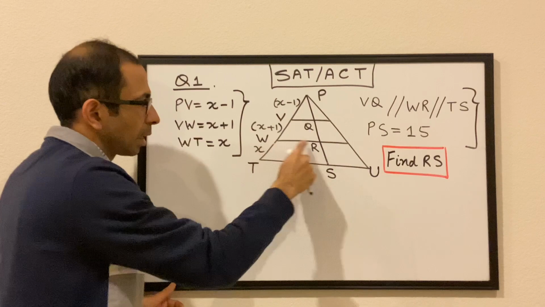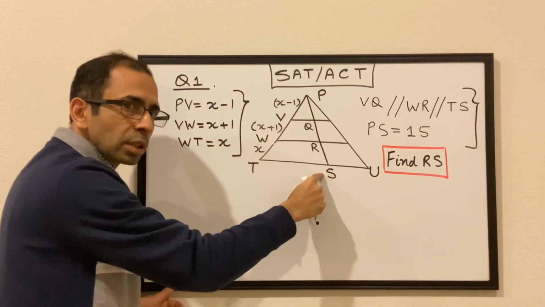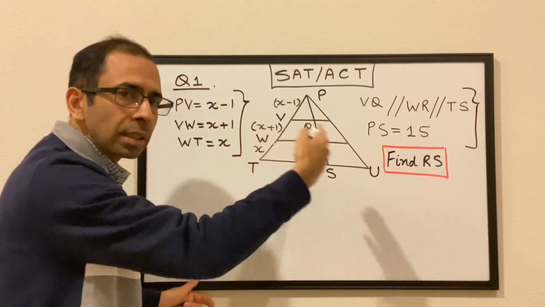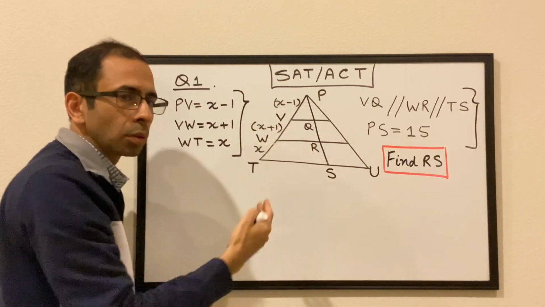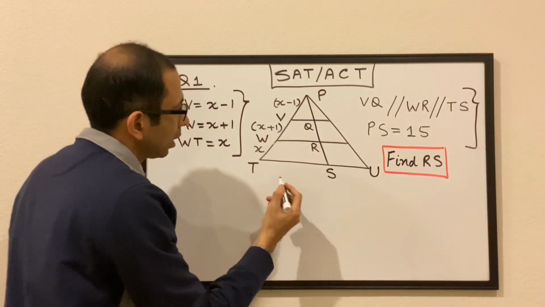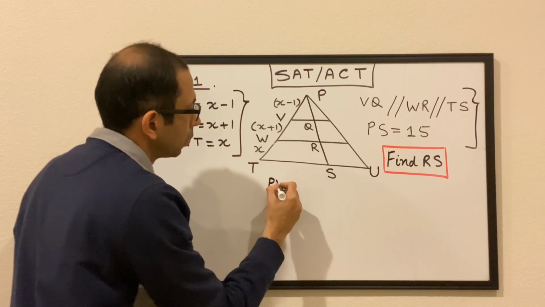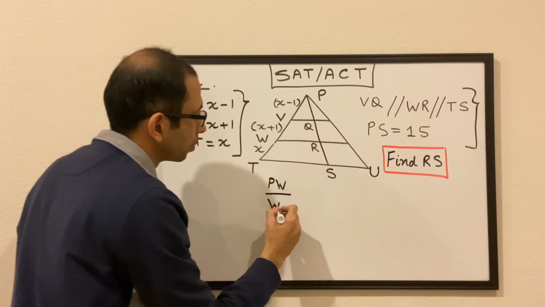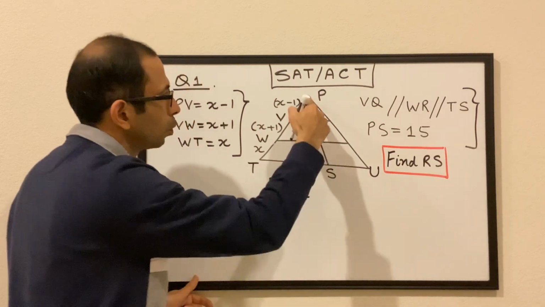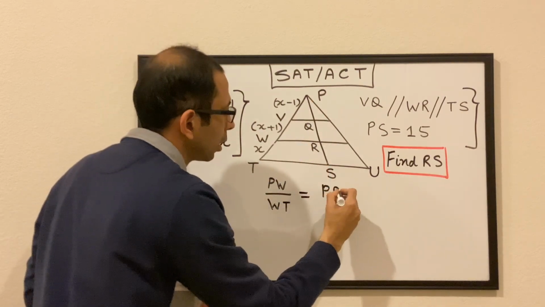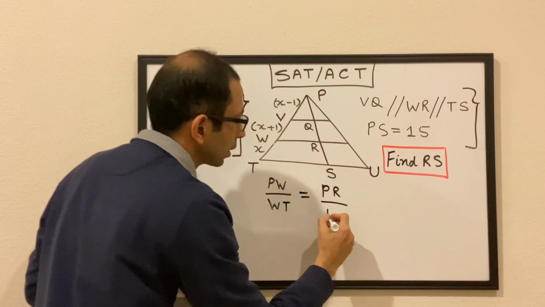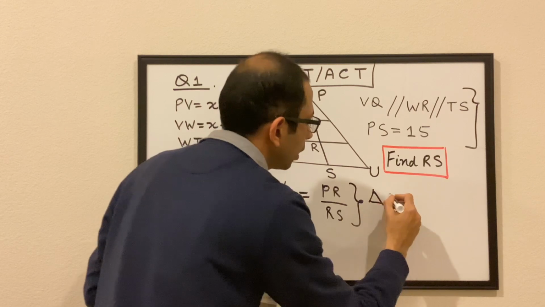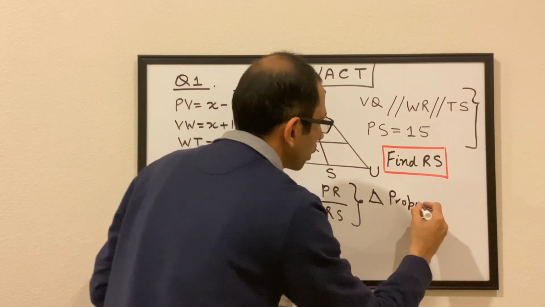Because this line WR is parallel to ST and hence it will intersect the other two sides in the same ratio. So essentially, we are saying that PW over WT is equal to PR over RS, correct? This is nothing but the triangle proportionality theorem, right?